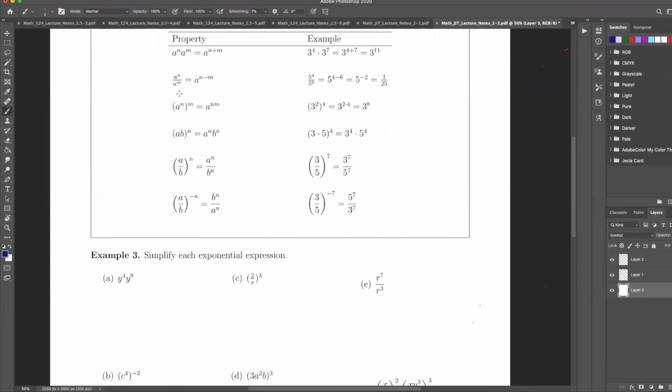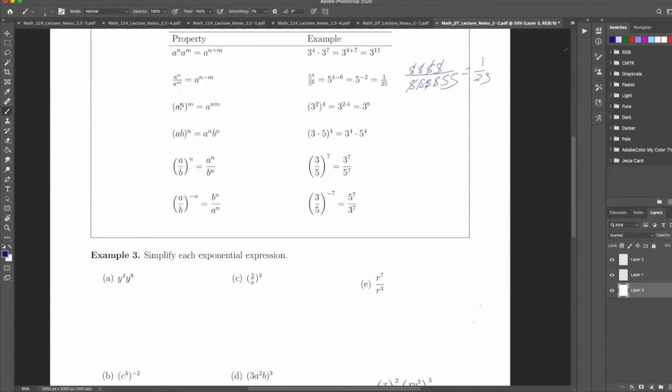So here, if I'm dividing, I'm going to subtract the exponents, and this one's actually easy to show. If I have 4 5s up top and 6 5s down below, I can cross off 4 of them. So I have 6 minus 4, so that's 5 to the negative 2, which is 1/25th. And notice that this is also 1/25th.